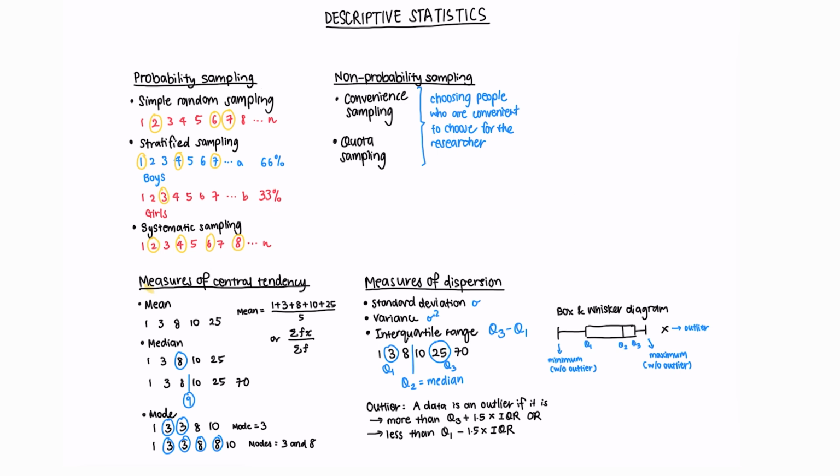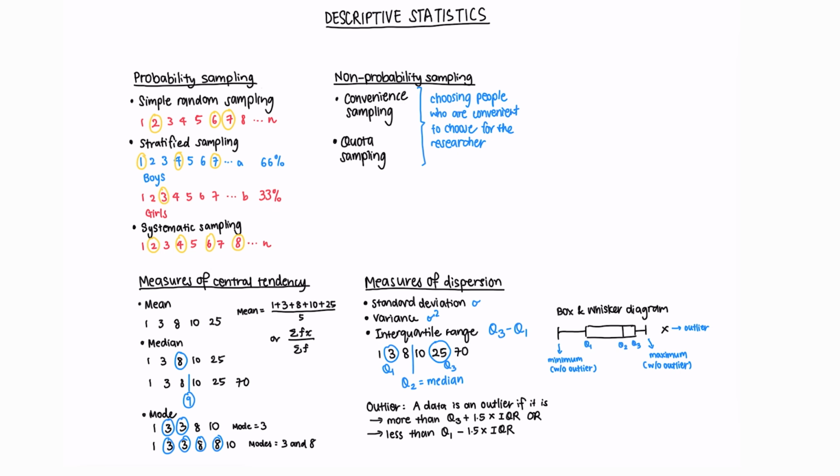Now we're going to move on to measures of central tendency. The first one I'm sure we are all familiar with, the average or the mean. Now if we were to take the mean of these 5 numbers, this would be very easy. We just have 1 plus 3 plus 8 plus 10 plus 25 over 5. To put this into a neat little formula, this is the sum of the frequency times the value x over the sum of all frequencies.